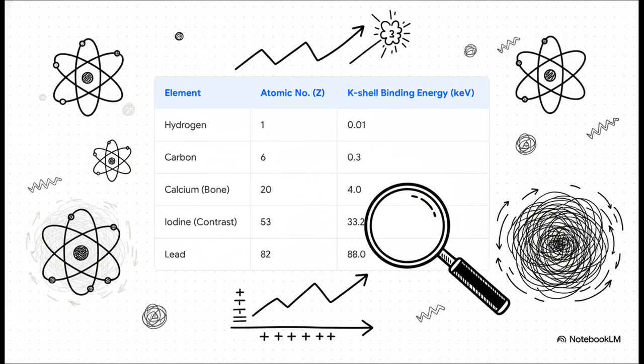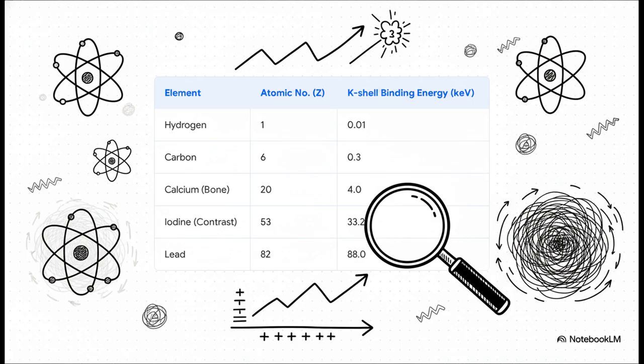Okay, and check this out, because this is where it gets really interesting. That binding energy is totally different depending on the element. Just look at the trend here. Hydrogen, with its one little proton, has a K-shell binding energy of just 0.01 kiloelectron volts, basically nothing. Now, jump down to calcium, a key part of our bones. With an atomic number of 20, its K-shell binding energy is 4.0 keV. That's 400 times higher. Now look at iodine with a binding energy of a whopping 33.2 keV.